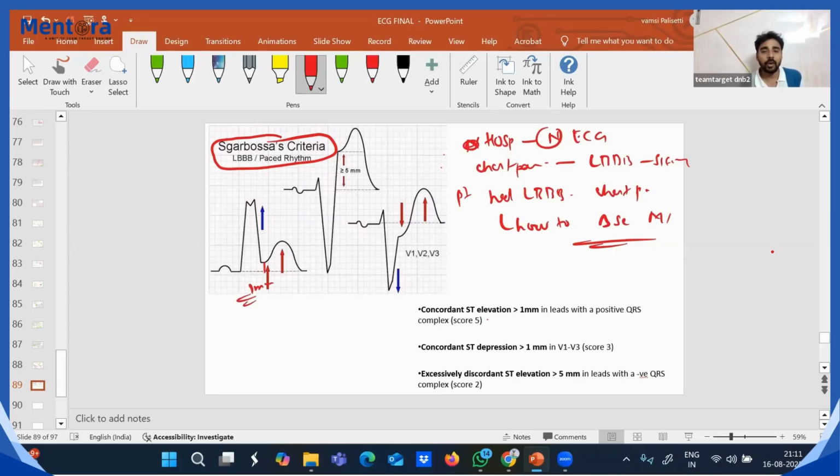Okay, and this is concordant ST depression. What is concordant ST depression? QRS is negative and ST also depression. It's called concordant. Concordant ST depression of more than 1 mm. And discordant means QRS is negative but ST elevation is positive. That's called discordant. So discordant of more than or equal to 5 mm. Right? So that's what they discussed here.